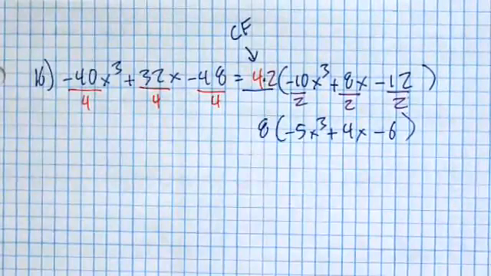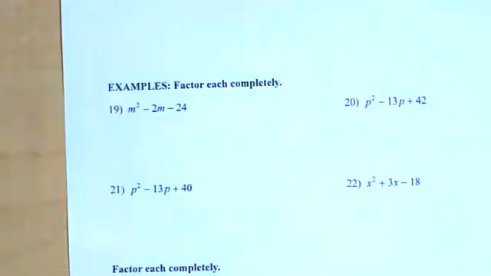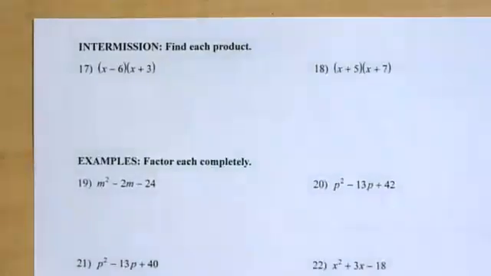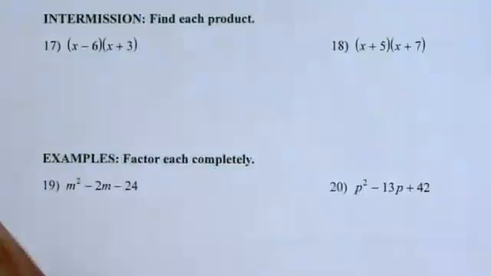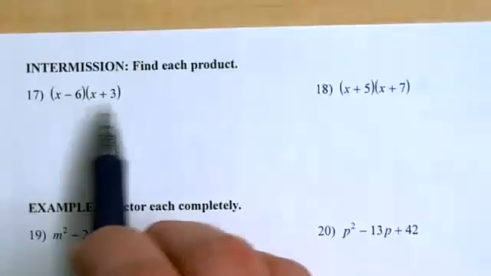All right, you guys did awesome with that. Let's flip over on the back side of our notes. And I want to review for our intermission here. I want to review multiplying binomials. So in number 17, what you got here, this is called a binomial because it has 2 terms inside each of the parentheses. So I have 2 binomials here.